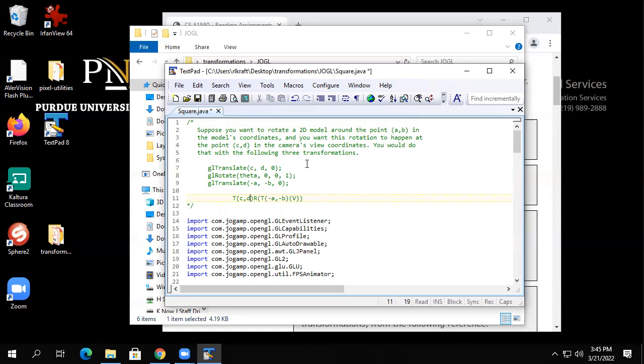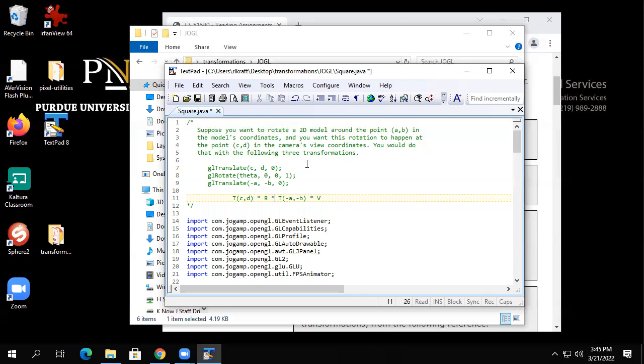So translation times rotation times translation times vertex V. I can write it this way. That's written more algebraically. So start with the vertex V, translate it, rotate it, translate it.